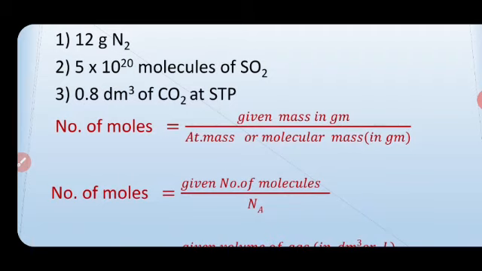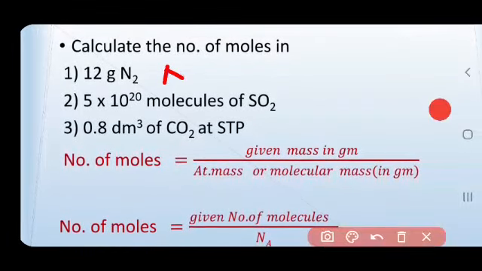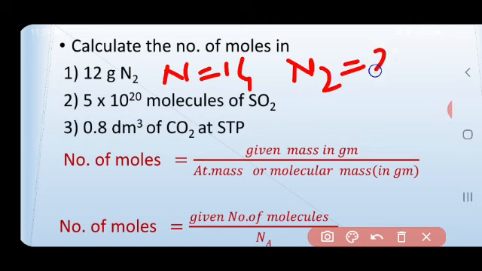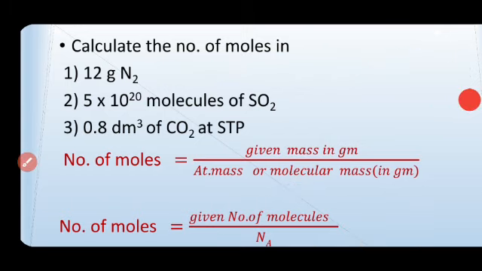So for this, molecular mass is considered. Now atomic mass of nitrogen is 14. So N2 will be 28. Now here instead of atomic mass we have to consider molecular mass. Okay. So this is how: given mass in gram divided by atomic mass or molecular mass.